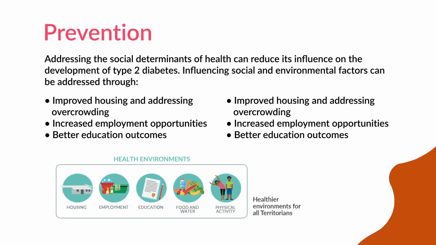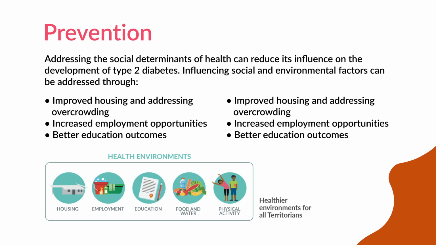Addressing the social determinants of health can reduce the number of people developing type 2 diabetes. It can also improve health outcomes and the quality of life for those with type 2 diabetes. Influencing social and environmental factors can be addressed through improved housing and overcrowding, increased employment opportunities, better education outcomes, food security and access to clean water, prevention of obesity, and opportunities for active living.